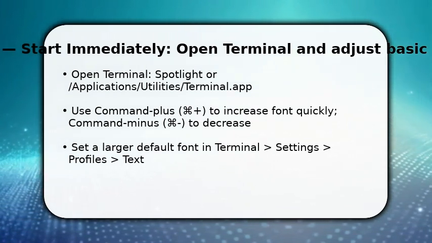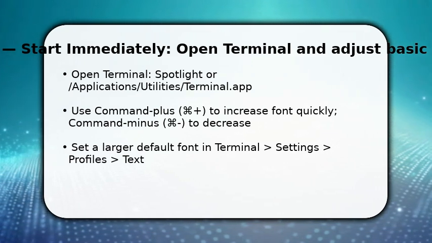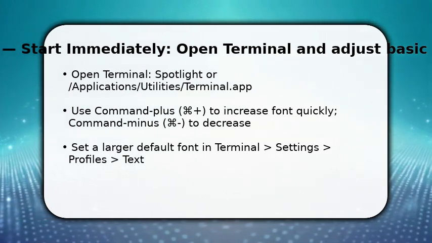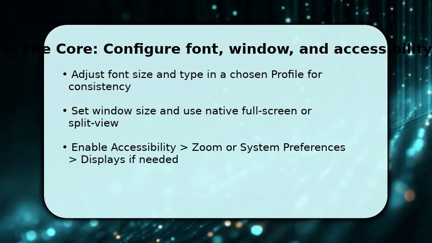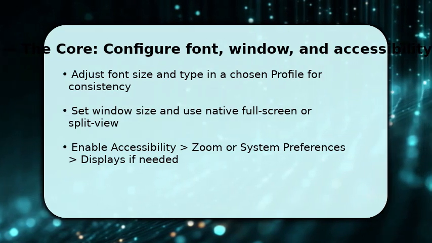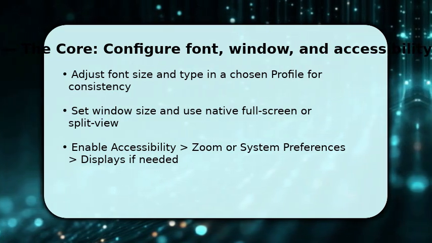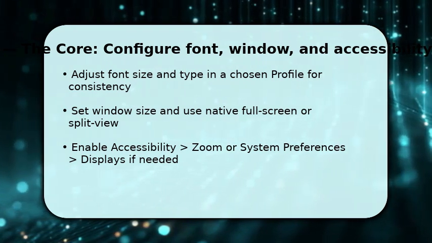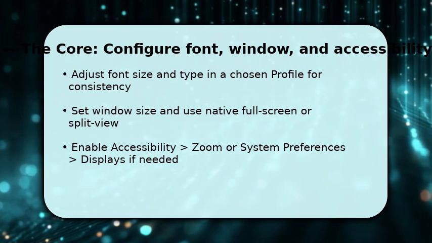You do this because temporary zoom is quick, but changing the profile makes it persistent, so you won't repeat the same steps every time. Now, refine the environment. Pick or create a profile and set the exact font size and type you prefer, which affects line wrapping and clarity. Then size the terminal window large enough for comfortable reading, or use full screen or split view for focus.